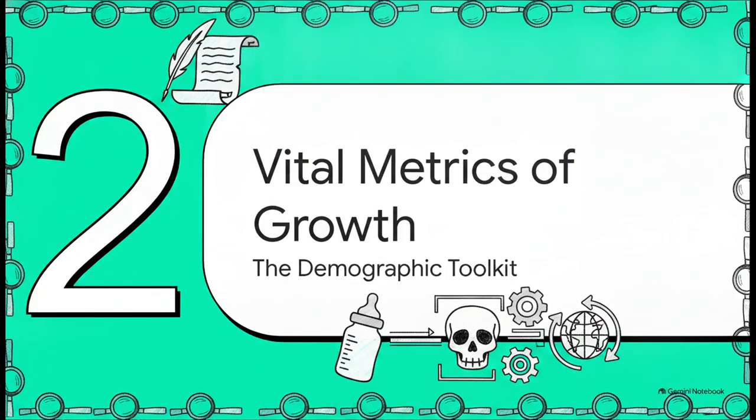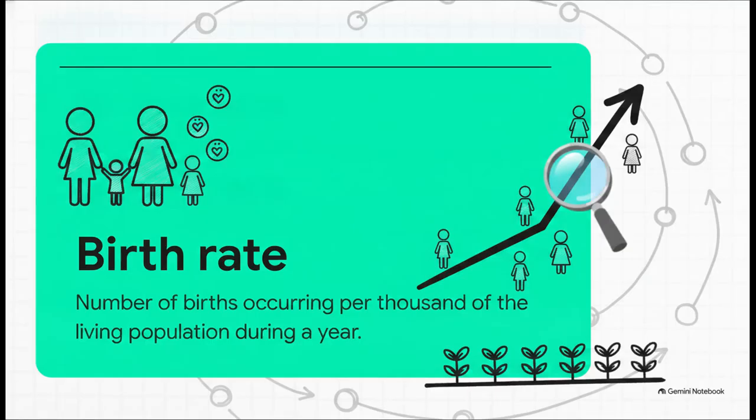Section 2. The Vital Metrics of Growth. The Demographic Toolkit. So, while Malthus gave us the historical foundation, modern demographers actually use a very specific toolkit to track this race today. First up is the birth rate. This means the number of births occurring per thousand of the living population during a single year. You'll also hear experts call this the fertility rate. It is essentially your baseline measurement for how fast a given population is adding brand new members.